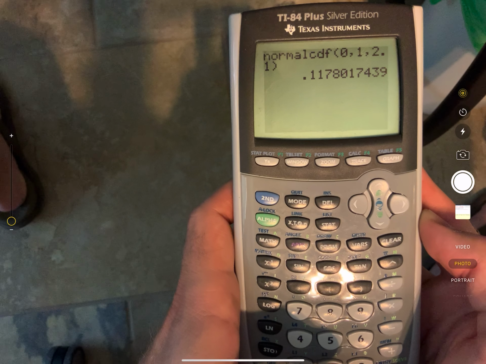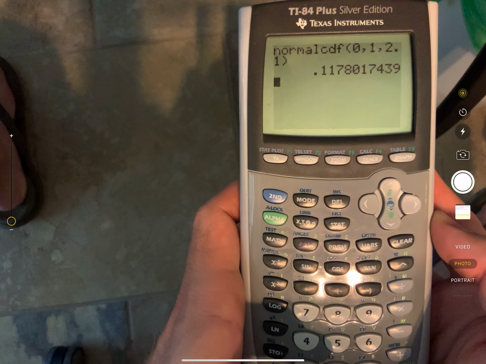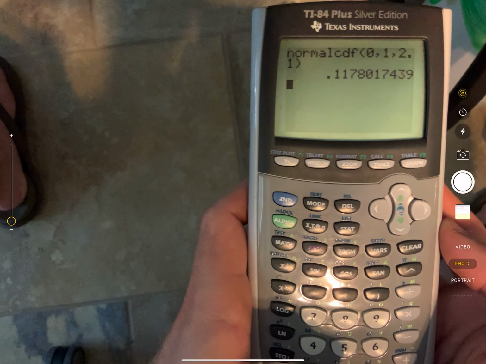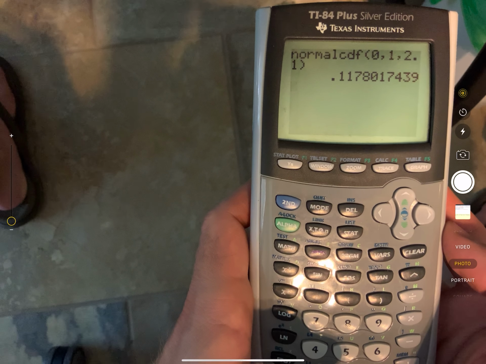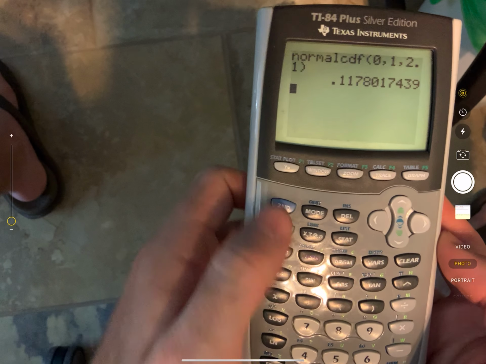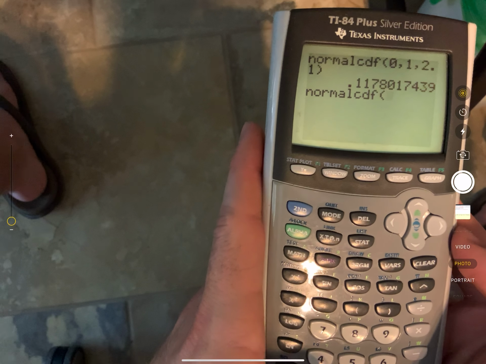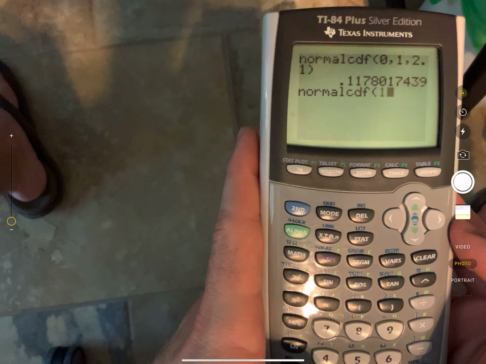Okay, I've done something wrong. All right, so that gives me 0.11. So what have I done? Let's try this again and see what happens. So normal CDF. Let's do 2.1 for our value. Then I'll do 0 for the mean and 1 for the standard deviation. See if that works. Okay, no, that's weird.